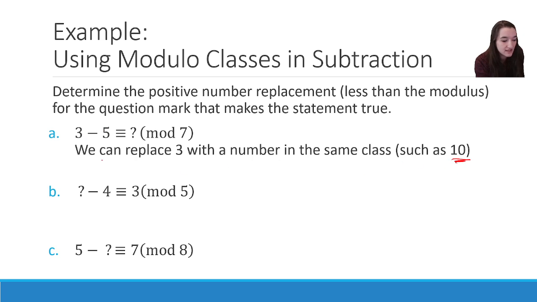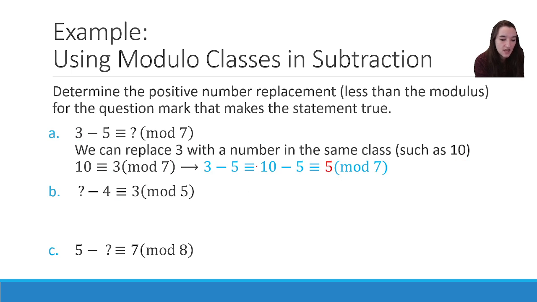So I can replace 3 with 10 because 10 is in the same modular class as 3: 1 seven and 3 left over, so the remainder is 3. So if I replace this with 10, then I can do the subtraction, right? 3 minus 5 is equivalent to 10 minus 5, which is congruent to just straight up 5, because 10 minus 5 is 5, and that's normal subtraction. We know how to do that. And so our answer is 5.